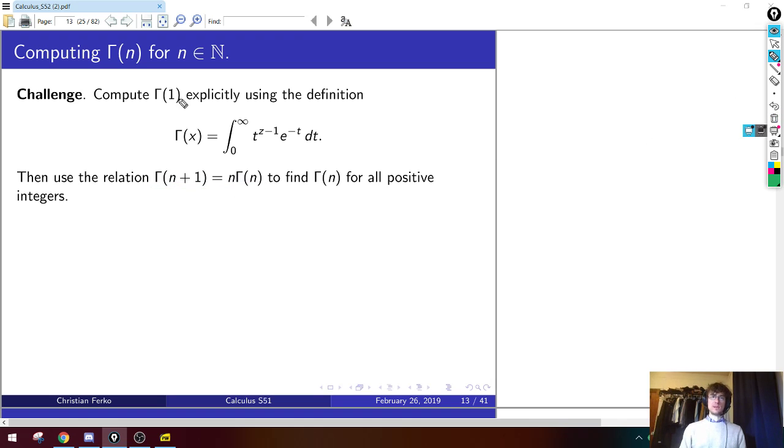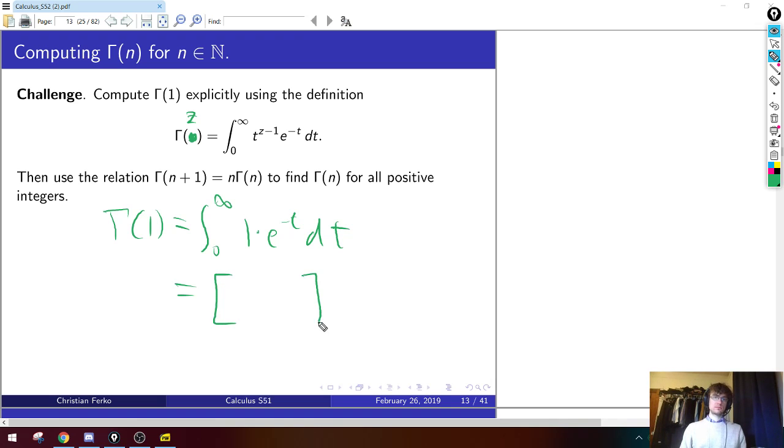So I'll just ask you, if we plug in z equals 1 to try to compute the gamma function at 1, what integral do we get, and what is its value? All right. So gamma of 1 equals the integral from 0 to infinity of t to the power of 0 e to the negative t dt. Good. t to the power 0 is also known as 1. Good. And then what's this?